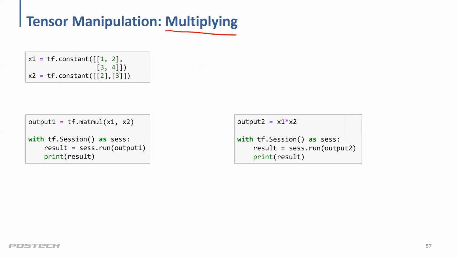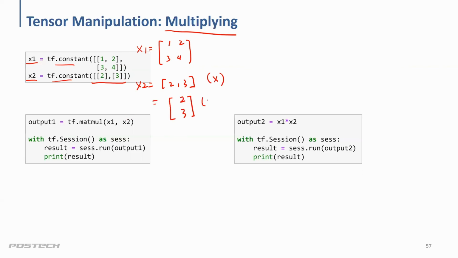Multiply, that's the second thing that we want to take a look at. Say we define x of 1 and x of 2 using tf.constant, and x of 1 is here. You can think of this as a 2 by 2 matrix, and x of 2, this one is not, right? Make sure you know that this is the column vector. Okay.